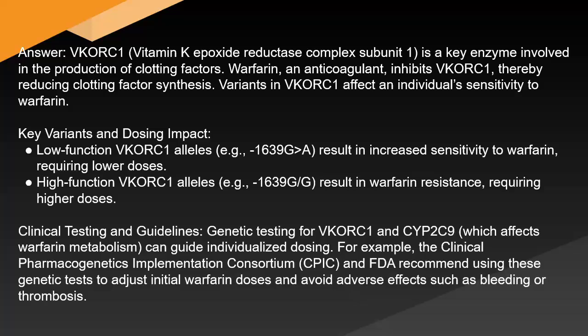Key variants and dosing impact: low-function VKORC1 alleles, e.g., -1639 G>A, result in increased sensitivity to warfarin, requiring lower doses. High-function VKORC1 alleles, e.g., -1639 G, result in warfarin resistance, requiring higher doses. Clinical testing and guidelines: genetic testing for VKORC1 and CYP2C9, which affects warfarin metabolism, can guide individualized dosing. For example, the Clinical Pharmacogenetics Implementation Consortium (CPIC) and FDA recommend using these genetic tests to adjust initial warfarin doses and avoid adverse effects such as bleeding or thrombosis.